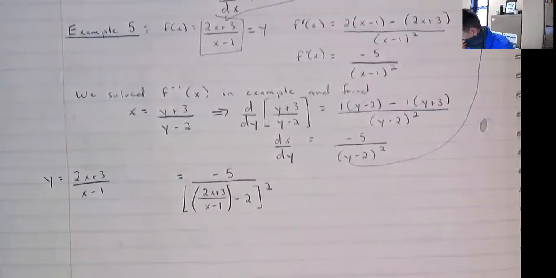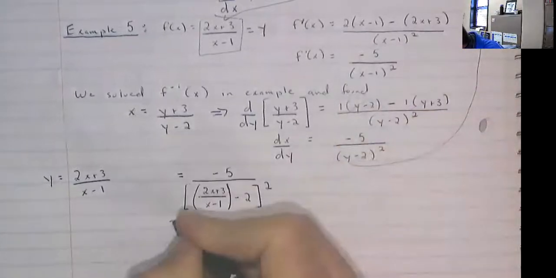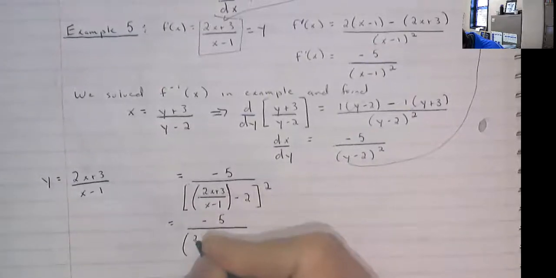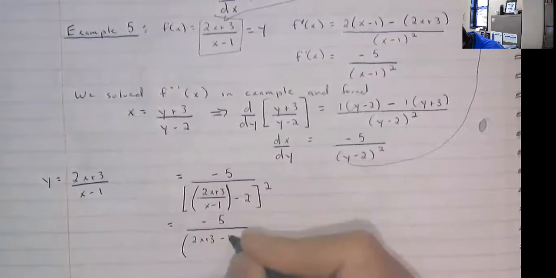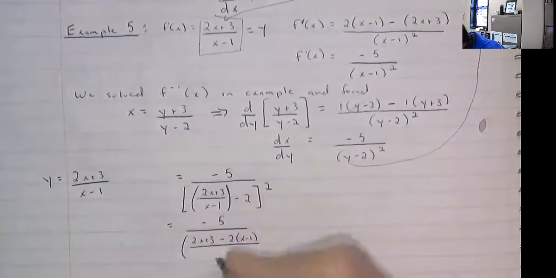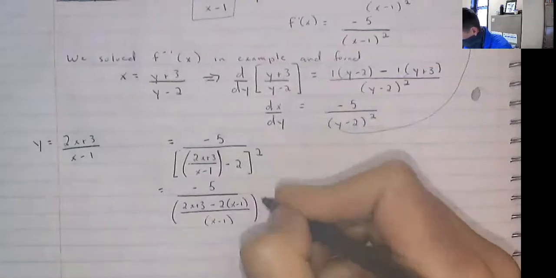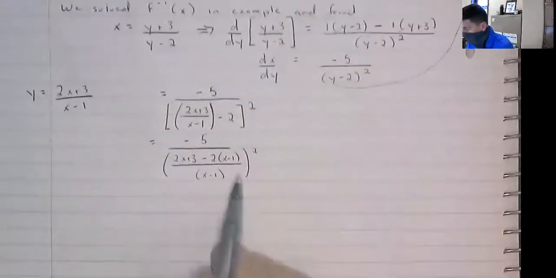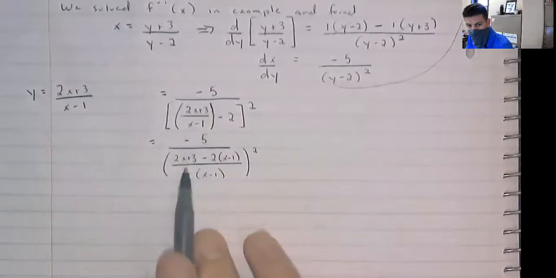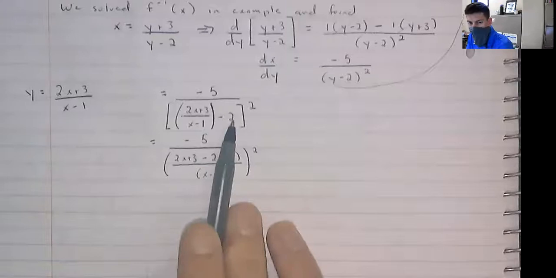So I'm going to multiply this 2 by x minus 1 over x minus 1 to get that we have negative 5 over 2x plus 3 minus 2 times x minus 1, all over x minus 1. That is what we're going to square. Because remember, if we do a quick check, dividing this into both things, we end up with 2x plus 3 over x minus 1. Dividing this part, the x minus 1's cancel, we get negative 2. Okay.